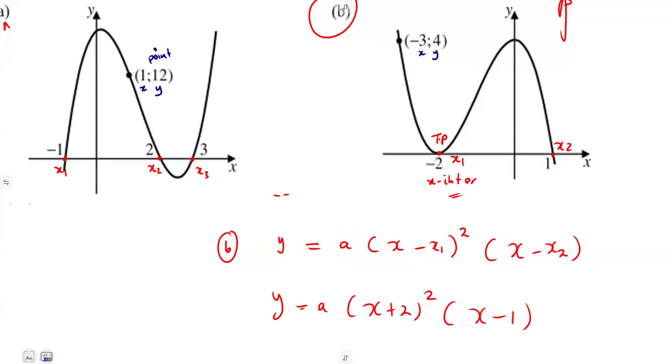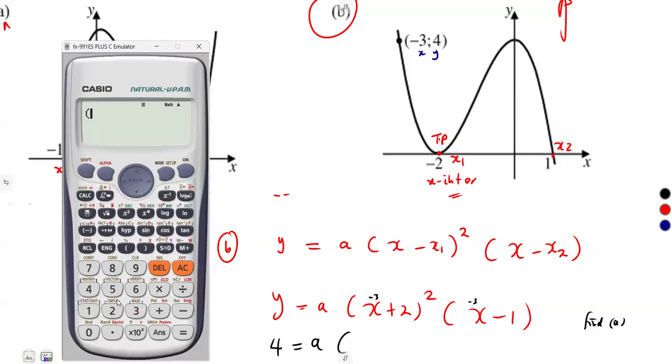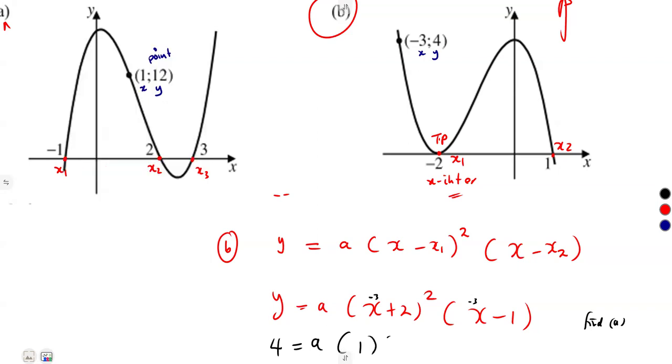So let us find the value of a from the point negative 3, 4. You are going to find the value of a, where y is 4. All right. Our x is negative 3. So you put negative 3 here, negative 3 here. You can just square as it is on your calculator. Negative 3 plus 2 squared is going to give us a positive 1. This is negative 3 minus 1, which is going to give us negative 4.